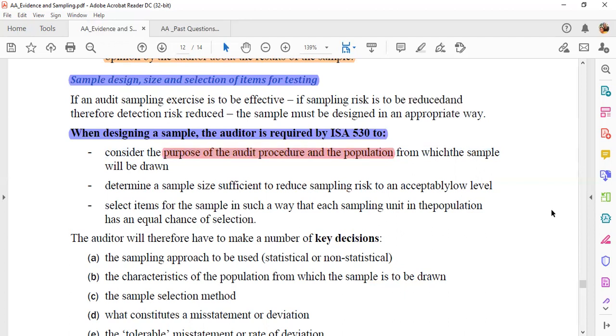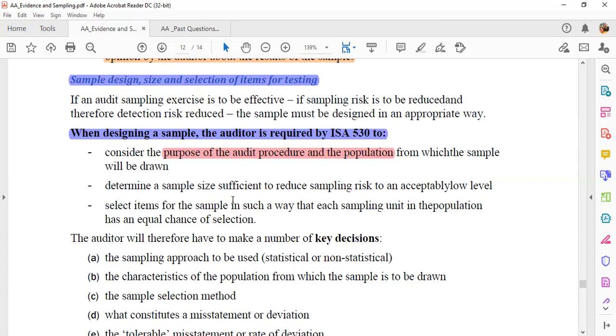So why do you have to conduct a sample design on inventory, on receivables? You also need to consider the purpose of the procedure and the population in which the sample will be done.